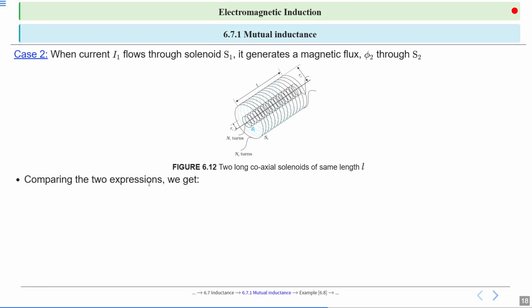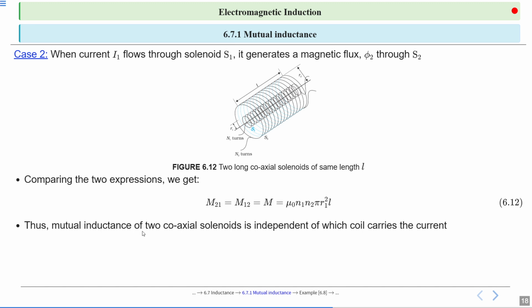So comparing the two expressions, we get M21 equal to M12, which is equal to M. We are representing both the terms with M, a generalized term, which is equal to mu naught n1 n2 pi R1 square L. Mark it as 6.12 equation.